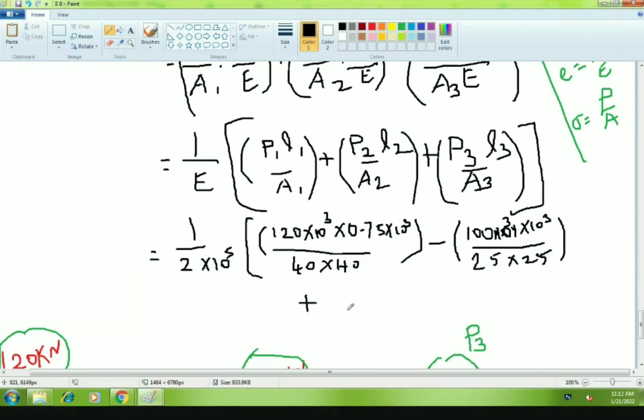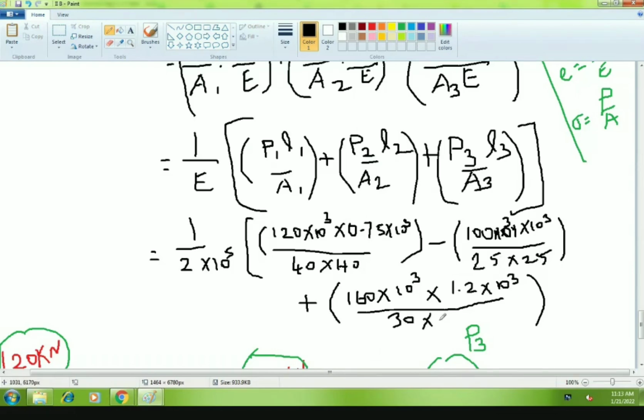Okay, P3 is tensile. How much did we find? 160. 160 into 10 to the power 3 multiplied by the length. What is the length, ma? 1.2 into 10 power 3. 1.2, no? Yes, because I am not checking my class notes. I am concentrating only on the screen. What is the area, ma? 30 into 30. Okay, so are you able to solve this step, ma?